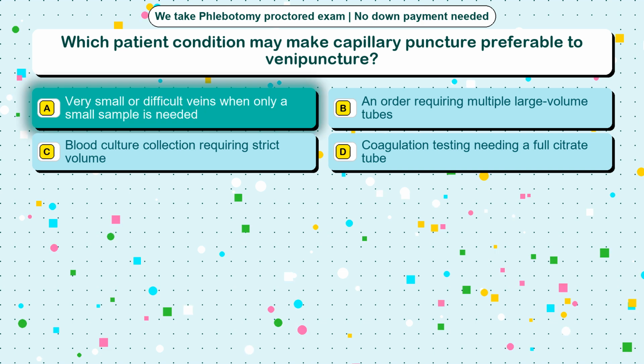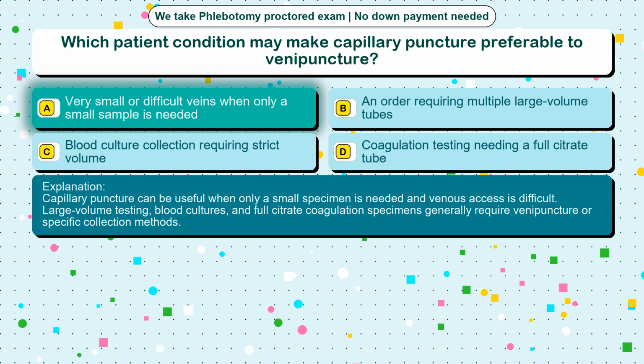The correct answer is option A, very small or difficult veins when only a small sample is needed. Capillary puncture can be useful when only a small specimen is needed and venous access is difficult. Large volume testing, blood cultures, and full citrate coagulation specimens generally require venipuncture or specific collection methods.